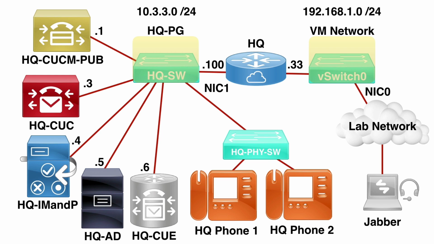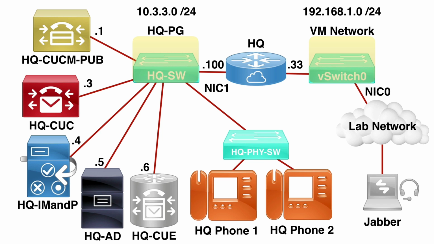And we wanted HQ Phone 1 to use CUE for its voice messaging. So what we did is we went into that phone's directory number of 2001 and we said, we're going to associate you with this voicemail profile that we just created.